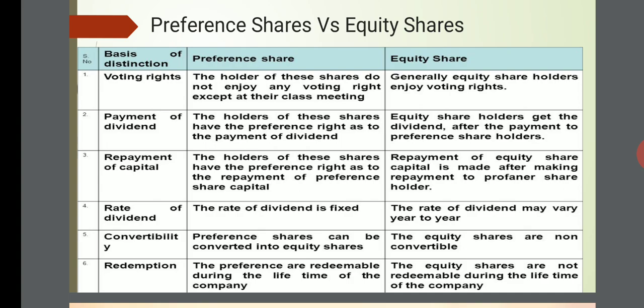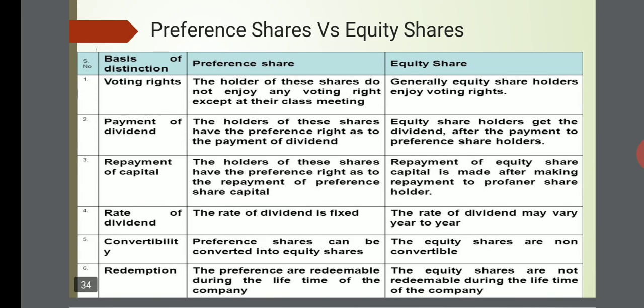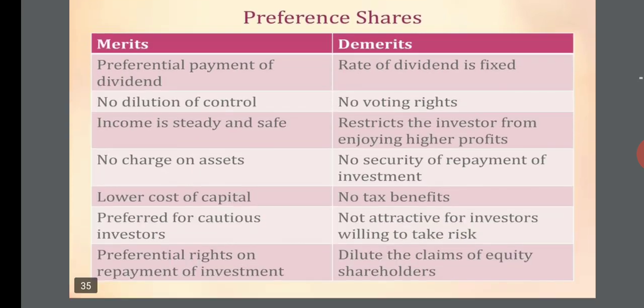Rate of dividend: the rate of dividend is fixed in case of preference shares, whereas in equity shares it is not fixed. Convertibility: preference shares can be convertible into equity shares, but equity shares cannot be convertible into preference shares. Redemption: preference shares are redeemable during the lifetime of the company, while equity shares are not. So these are very important differences between preference shares and equity shares.